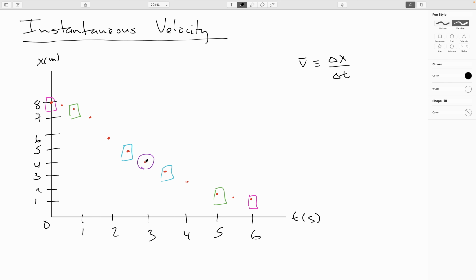Well, if I just look at this one point right here, I'm in trouble because I would be sticking in 4 meters as my final position. I would subtract 4 meters as my initial position. I would be dividing by 3 seconds minus 3 seconds. Oh no, that's 0 over 0, which is an undefined form. So I can't just blithely use our definition of average velocity if I want to say what's happening at exactly this point. So we can't do that.